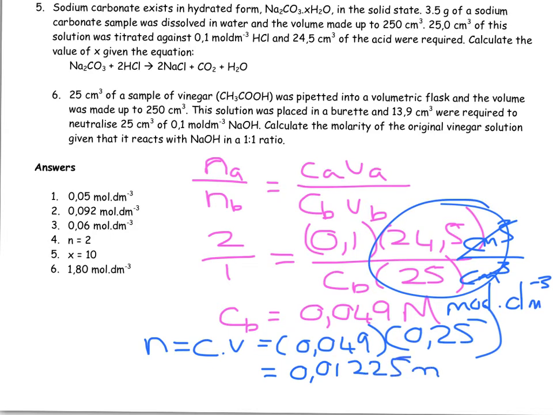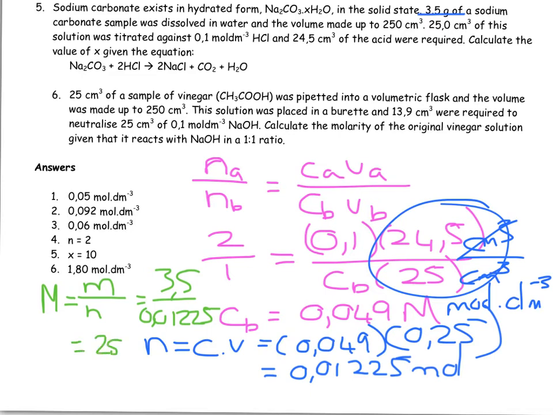So you're going to land up with 0,01225 moles. Now, I have a mass and I've got a number of moles. I can work out a molar mass. Molar mass is going to be equal to mass over number of moles, 3,5 divided by 0,01225. And I get an answer of 285,7 grams per mole.